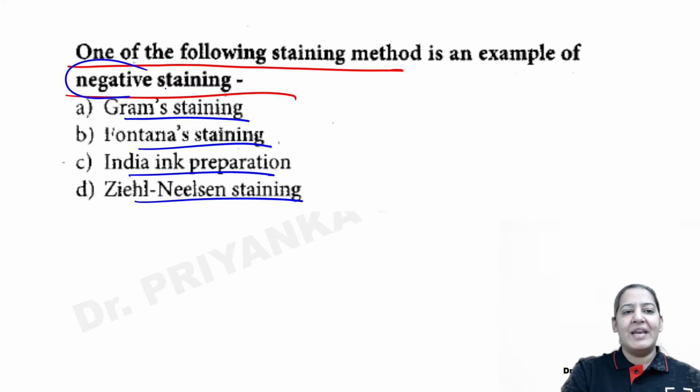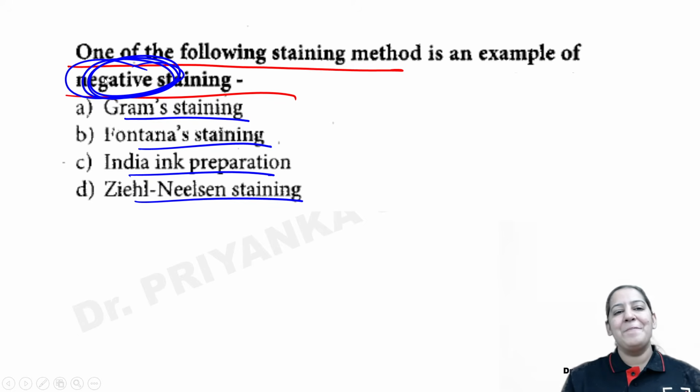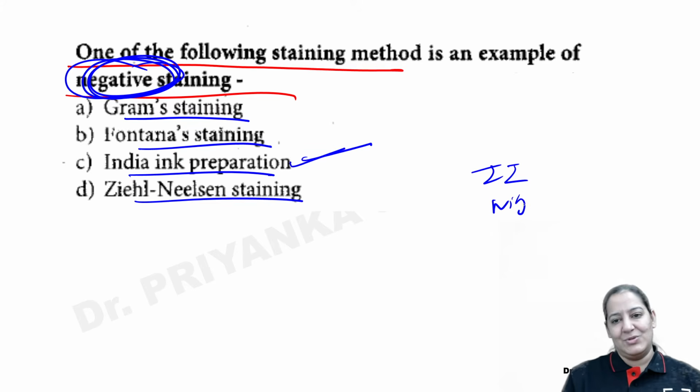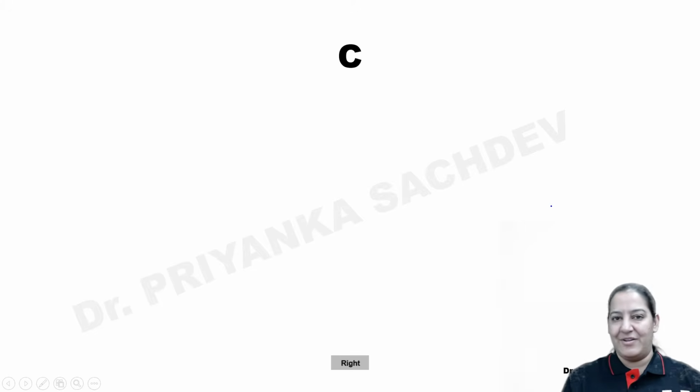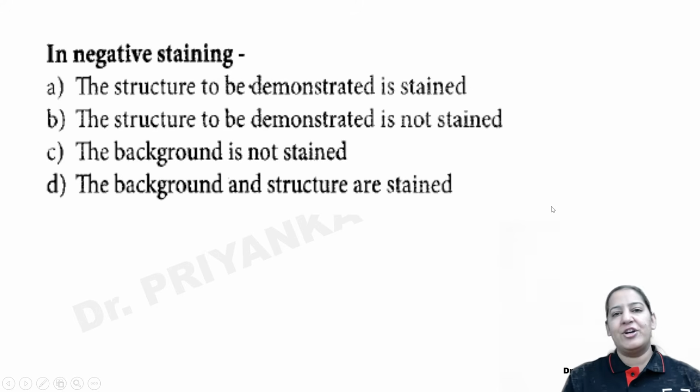I'm asking the answer for the negative stain. Which of the following is a negative stain? Yes. The correct answer here is the Indian ink preparation. Negative stains have two examples, Indian ink and nigrosin. So you all are right. The correct answer here is C. And this is the second question in front of you.